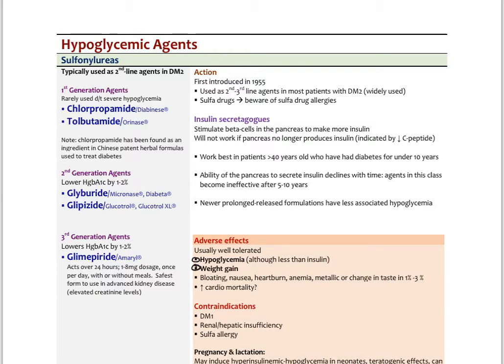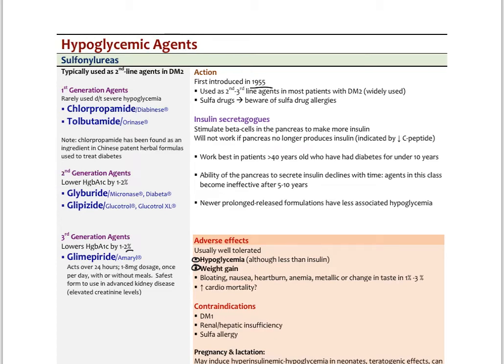The second generation and third generation tend to lower A1C by up to 2%. Again, Amaryl is a very commonly used one, and the dosages you can look up. This was first introduced in 1955, and again, they're used as second or third line agents with type 2 diabetes.